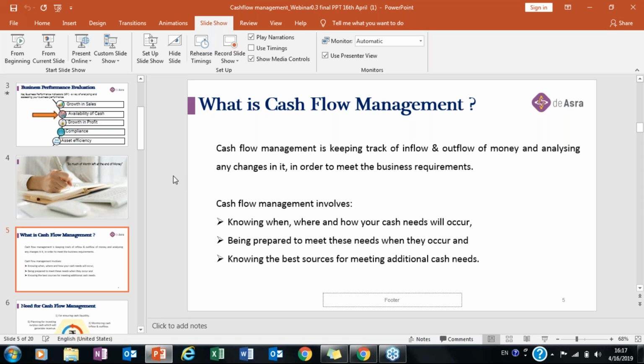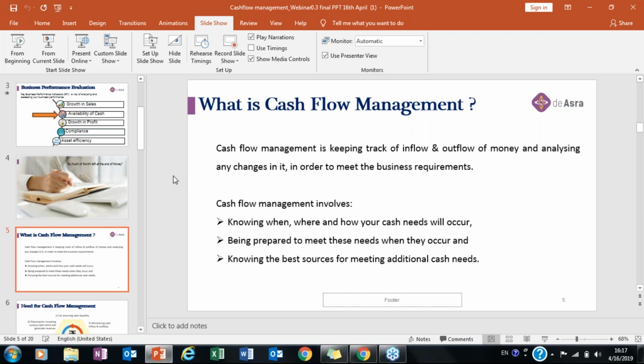So inflow and outflow tracking, why is it important? It helps us to understand on which factor or on which thing we are spending the money, and from which area we are incurring the income, or the money is flowing in. So keeping track of inflow and outflow of money and analyzing any changes in it.